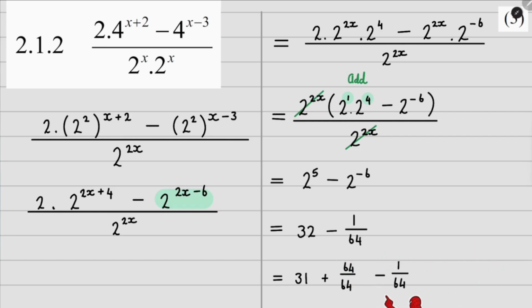And now that we've got the LCD, we're going to morph these into one big fraction, like so. And 64 minus 1 is 63. And then we can write this as a mixed number. 31 plus 63 over 64 is just 31 and 63 over 64, like this. It's almost like saying 1 plus a half is 1 and a half. It's kind of the same principle that's happening over here. Alright, so there is our final answer.